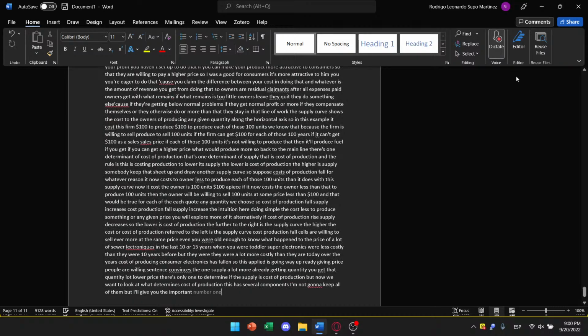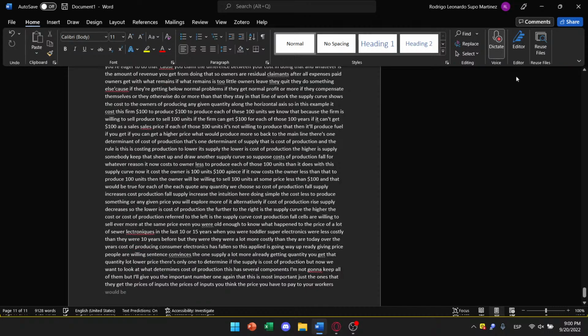Number one, again, not that this is most important, these are just the ones that I give you: the prices of inputs. The prices of inputs is a determinant of cost of production. The price you have to pay to your workers, the cost to you of buying insurance, the cost to you of renting land if you're an apple orchard. The prices that you have to pay for these things will obviously determine the cost of production.